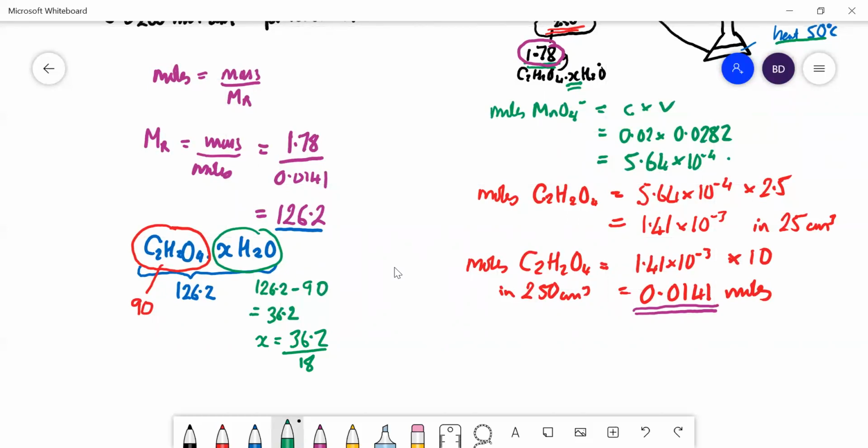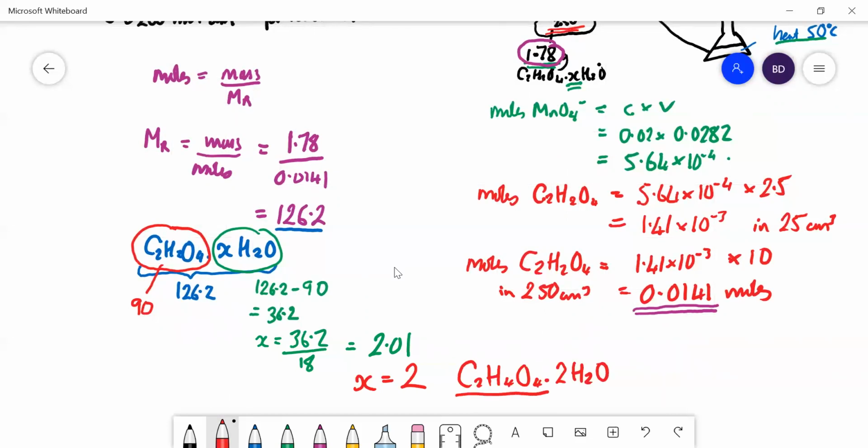Right, so that is equal to 2.01. We know X can only have integer values, so the value for X is 2. The water of crystallization is 2 molecules of water. So the formula is C2H2O4.2H2O. There's our answer.